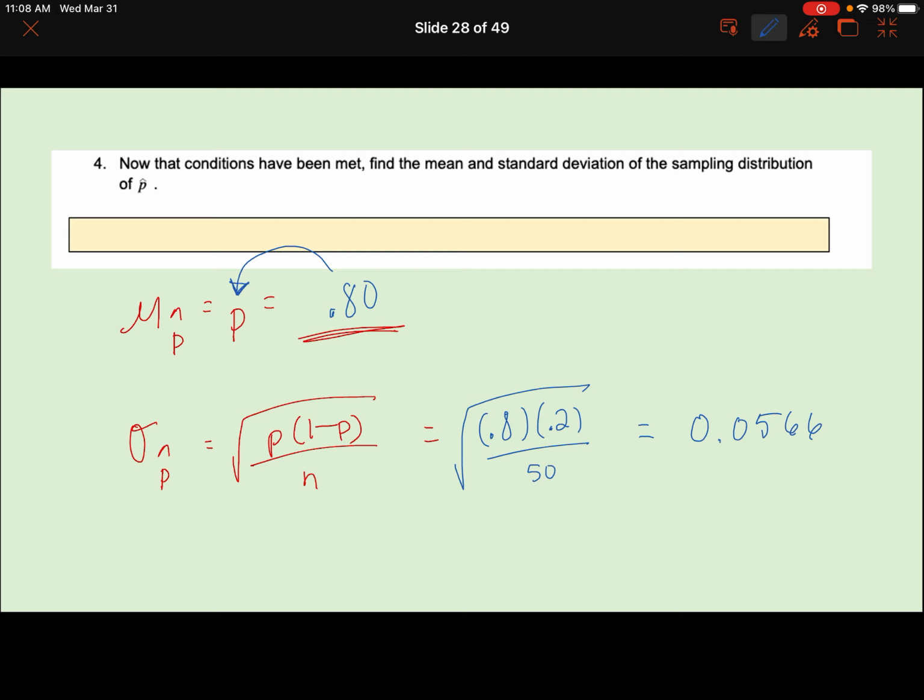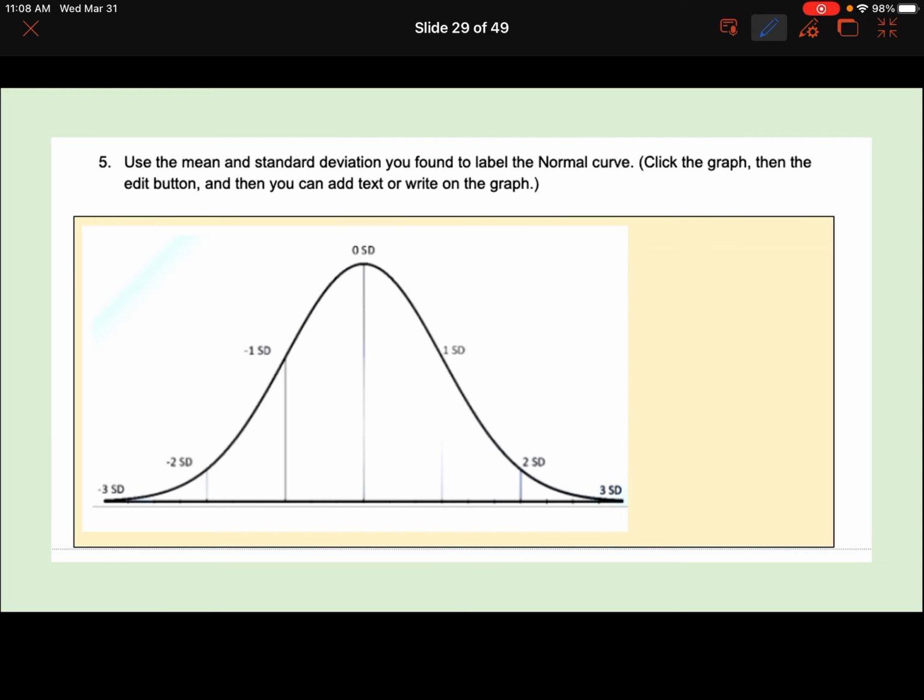I want you to try to label the normal curve here. What I'm asking you to do is to label where the mean goes and where the standard deviation goes. In order to edit on Google Docs, if you click the graph, there's a little edit button that pops up right down here, and then you can add text or write on the drawing. For this, what I need to see is the mean labeled right in the middle. And then we always label our normal curves with capital N, mean, comma, standard deviation.